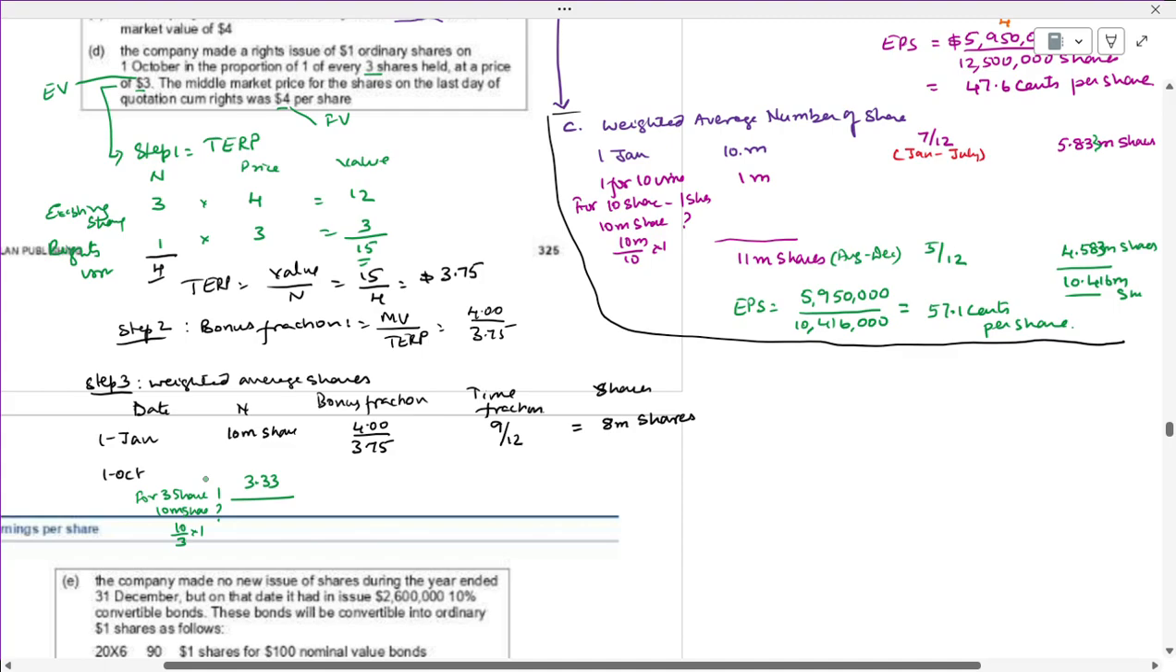Total how much? 13.33. Is it fine? Yes, total of 10 plus 3.33. What is the time fraction? Time fraction is 3 by 12. So 13.33 times 3 divided by 12. How much will you get?